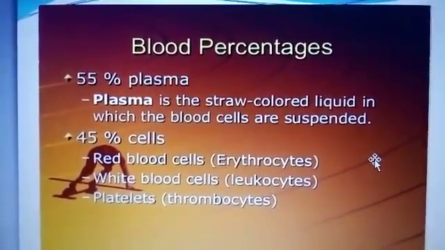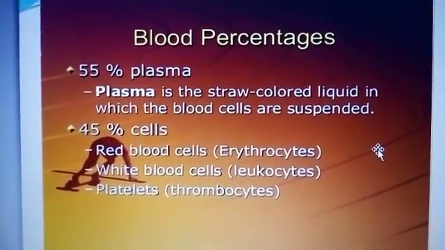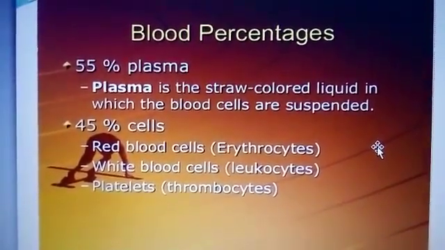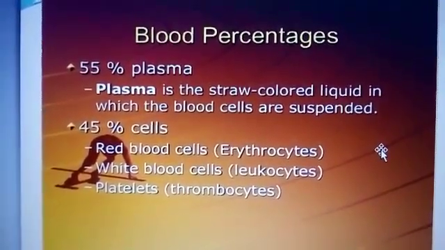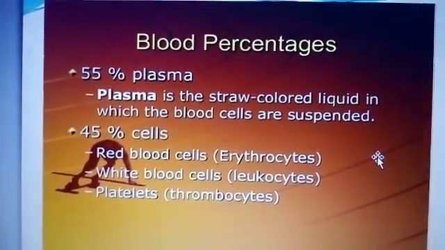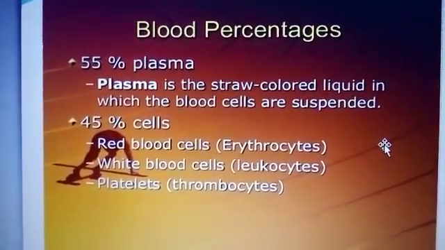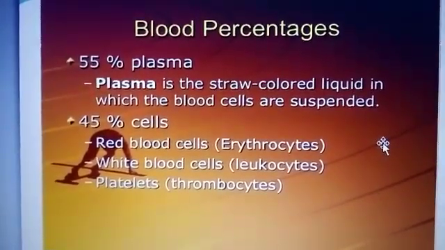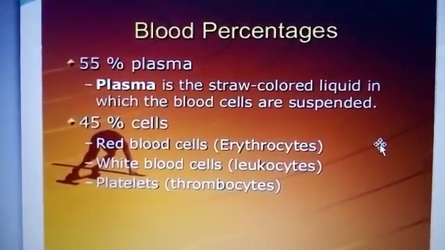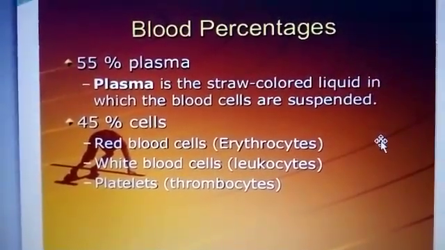So let us see what are the percentages of blood components. 55% of the blood is blood plasma. It is a straw-colored liquid in which the blood cells are suspended. 45% of the blood contains different types of cells, and these cells are red blood cells, white blood cells, and platelets. Red blood cells or RBCs are otherwise known as erythrocytes. White blood cells, WBCs, are otherwise known as leukocytes. Platelets are otherwise known as thrombocytes.